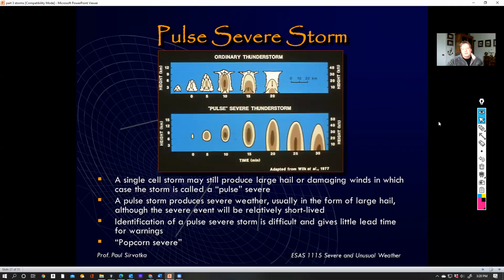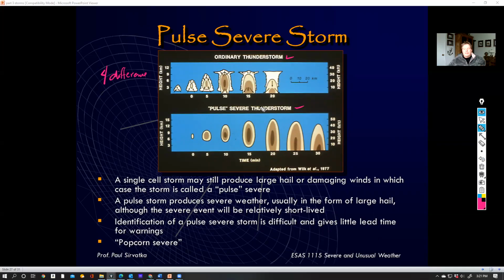A pulse severe storm. Now, I'm going to ask you this on a test, and I'm going to ask you to reference this in class. So I'm going to ask you, what are the four differences between an ordinary thunderstorm and a pulse severe?